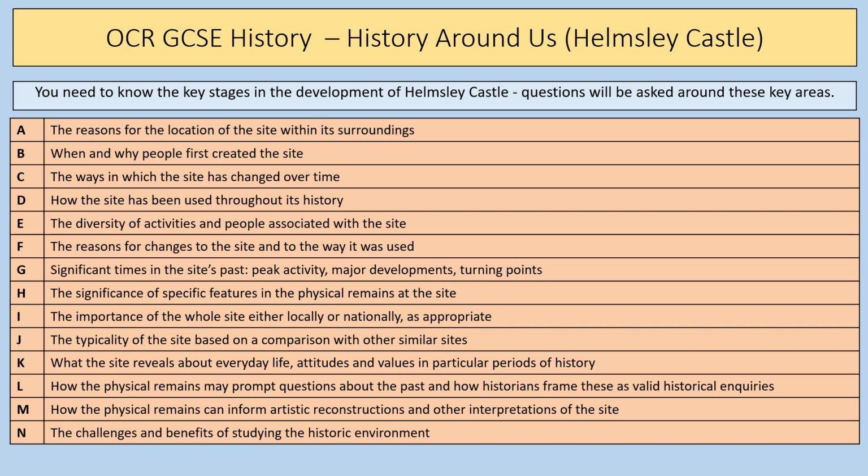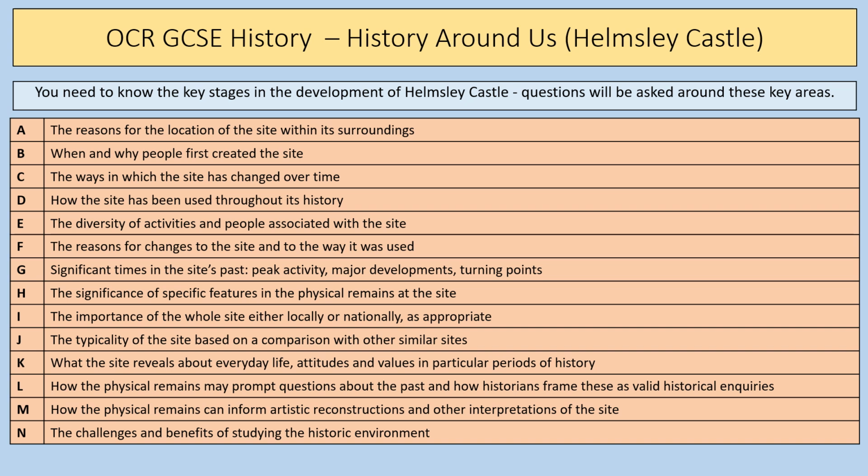F, the reasons for changes to the site and to the way it was used. So that's very much a causation question. G, significant times in the site's past, peak activity, major developments and turning points. There's only one turning point for our site, which is the English Civil War.